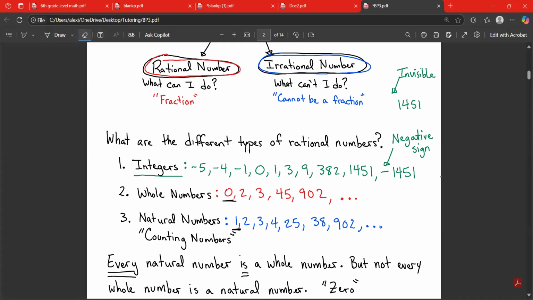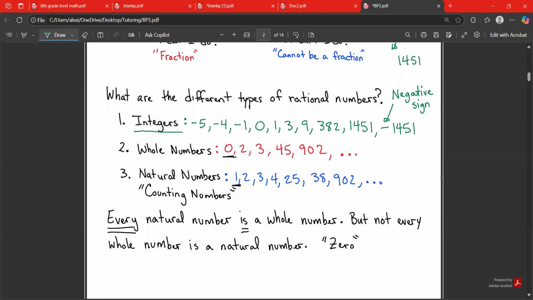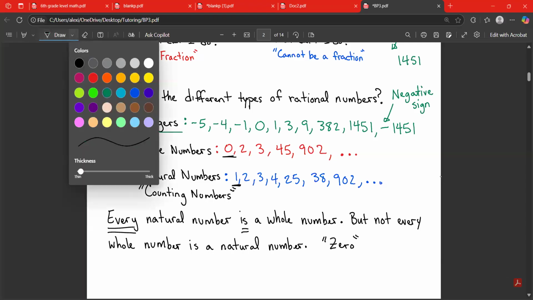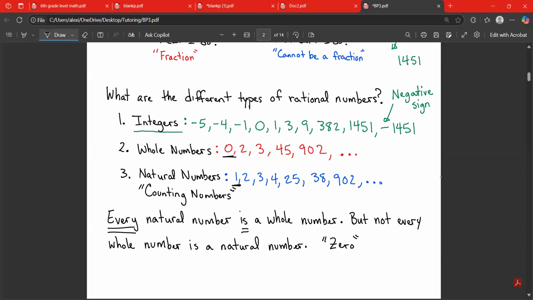Because it's invisible, we understand that it's there. So we say 1,451, but we know that's a positive number without putting the plus sign. But in order to tell somebody that something's negative, you absolutely have to put the negative sign. So -1,451. Now, I just made a statement and I'm going to write it down, which means you're going to write it down. And make sure when you're writing, you are doing something you're supposed to be doing.